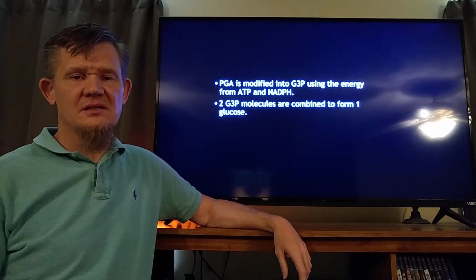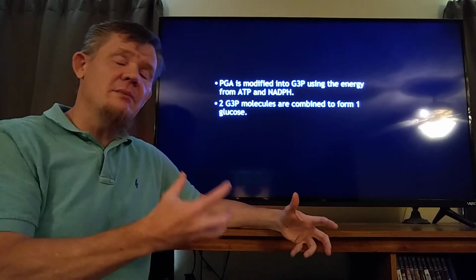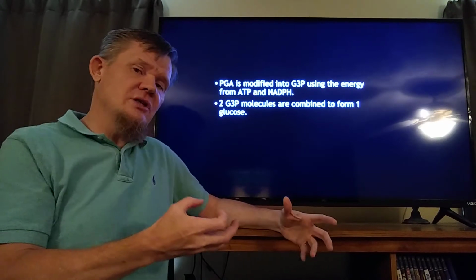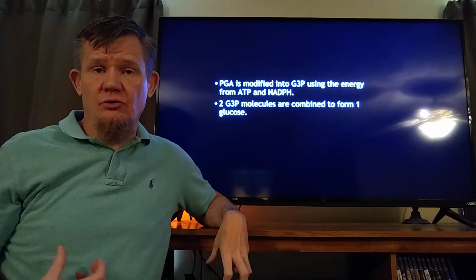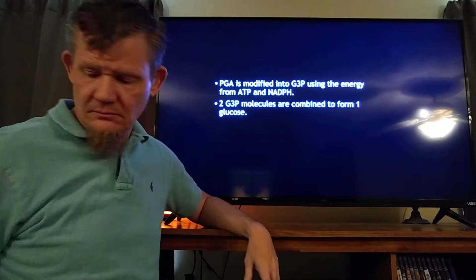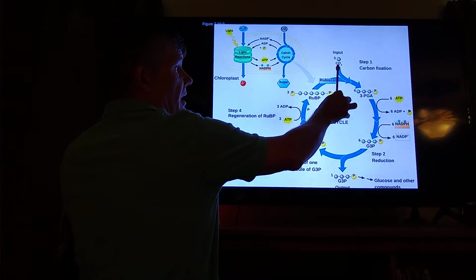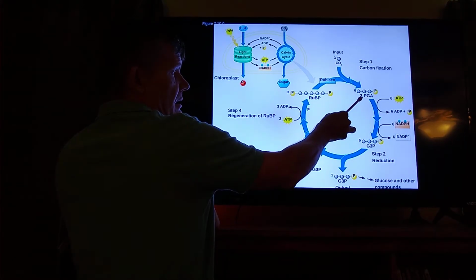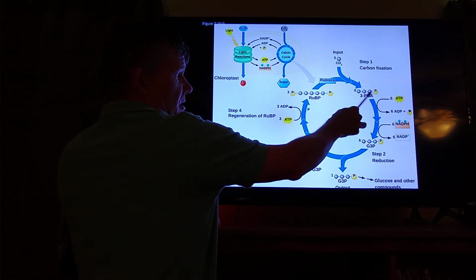Welcome back to photosynthesis. We're finishing up the Calvin cycle. The Calvin-Benson cycle is all about taking the energy from the photosystems and using that energy to turn a low energy molecule, carbon dioxide, into a high energy molecule, sugar. Carbon dioxide is added to a 5-carbon molecule, making 2 low energy 3-carbon molecules called PGA.